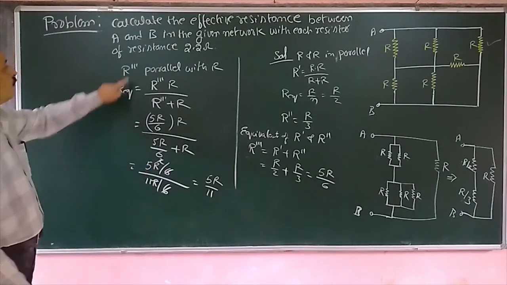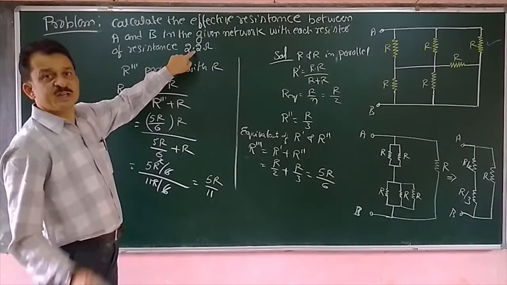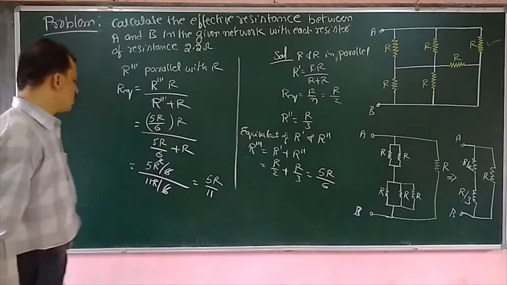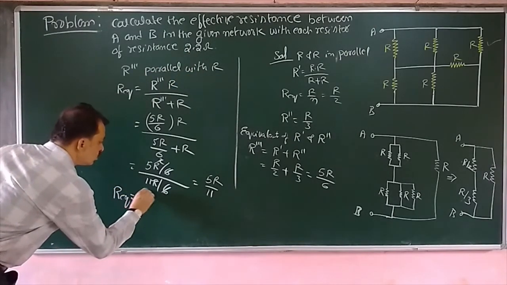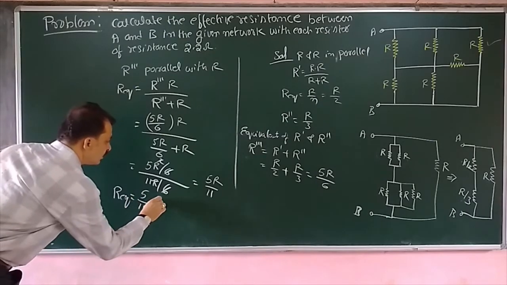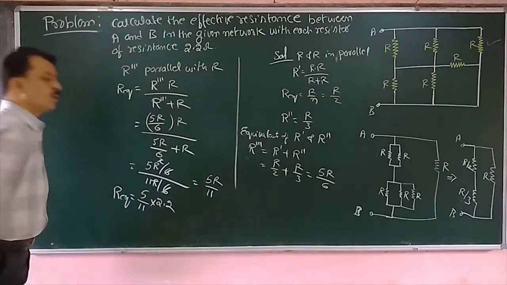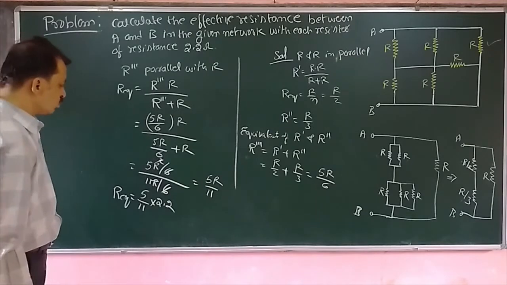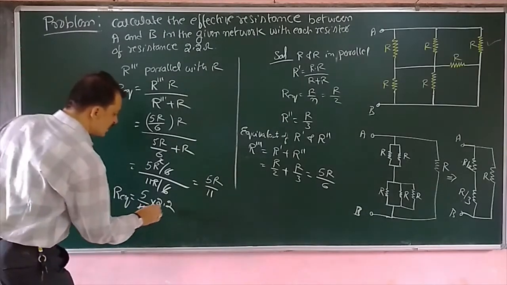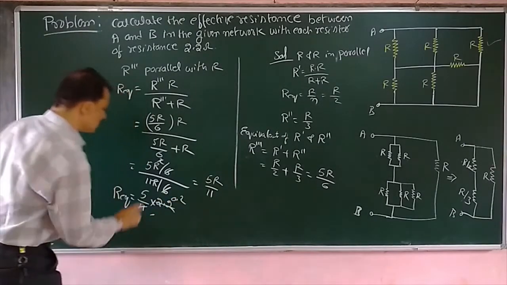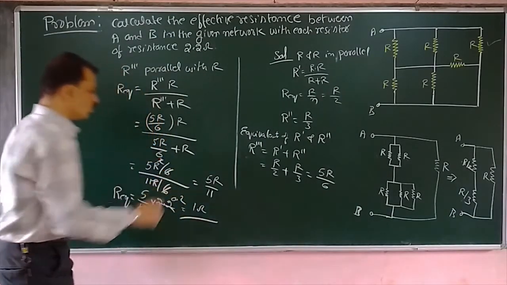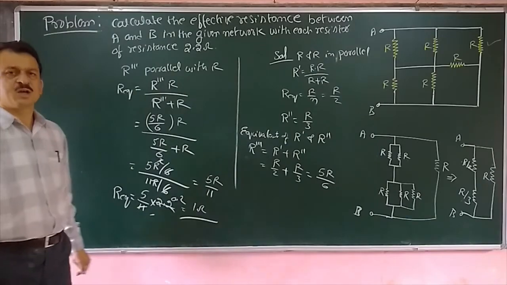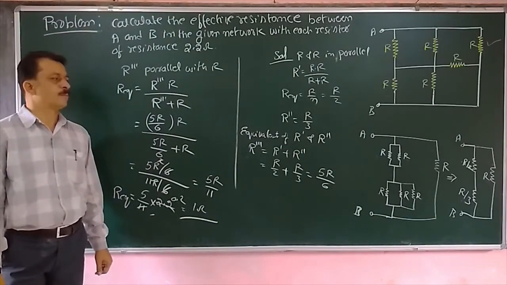5R divided by 11. But they have given the value of R. Each resistor value of R is 2.2. Therefore R equivalent is equal to 5 by 11 into 2.2. So it is 1 times 0.2, 5 into 0.2 is 1 ohm. Okay.